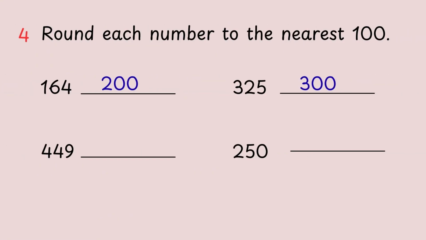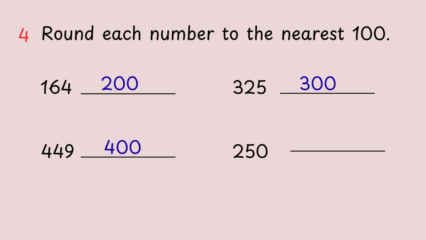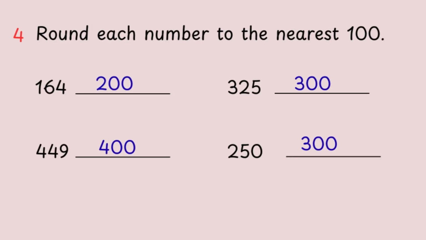For 449, when we round to the nearest 100, that will be 400. And for 250, when we round to the nearest 100, that will be 300.